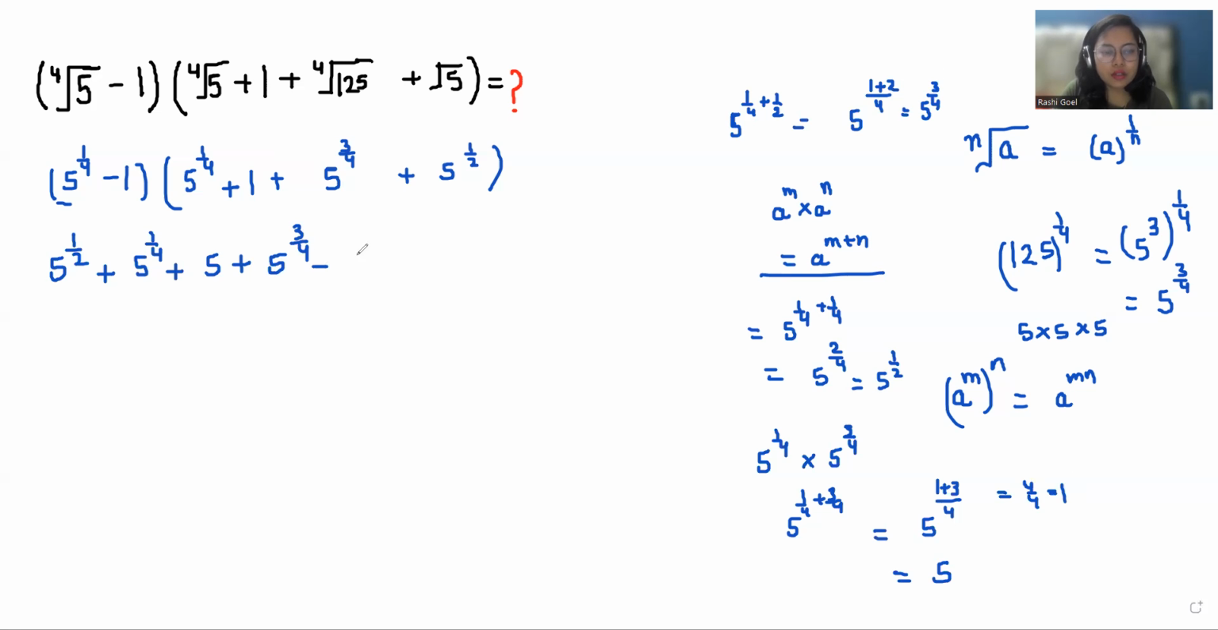Now with minus 1, everything comes out the same except the signs are changed. Now 5 plus 5 power 1 by 2 eliminates the minus 5 power 1 by 2. Similarly, plus 5 power 1 by 4 eliminates the minus 5 power 1 by 4. And plus 5 power 3 by 4 eliminates the minus 5 power 3 by 4. So what is left? 5 minus 1, that is 4.